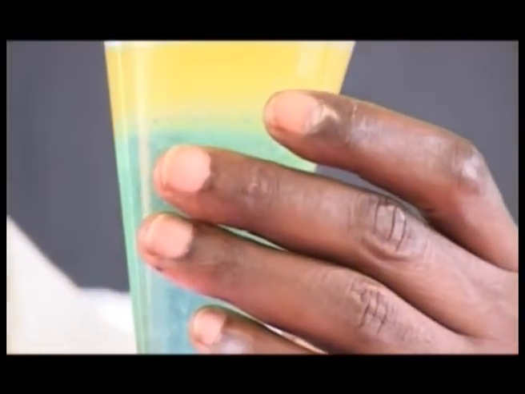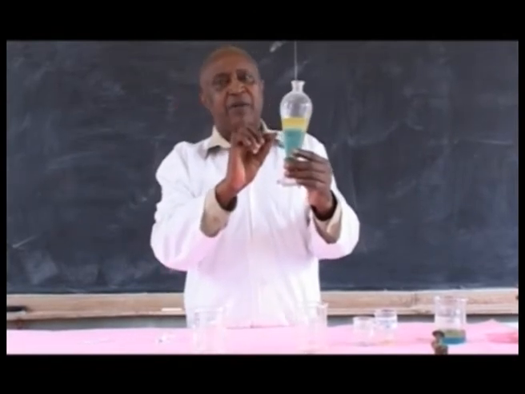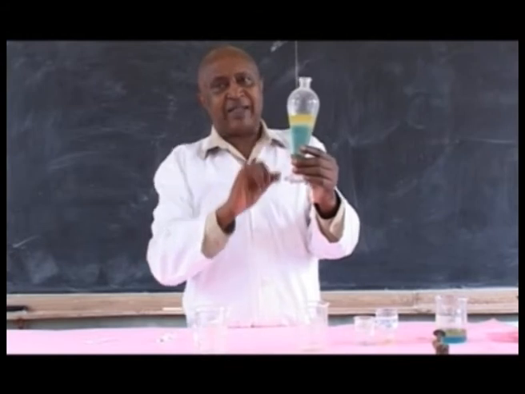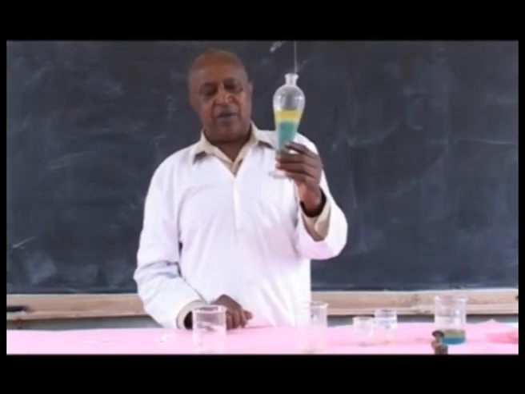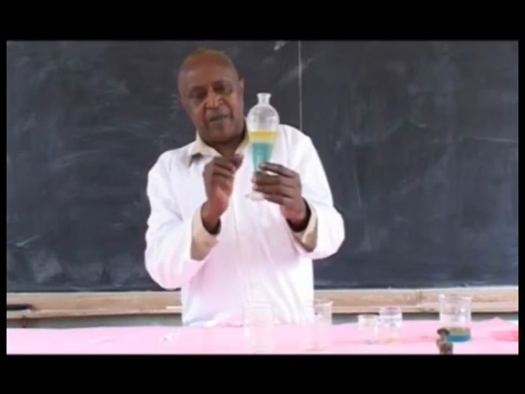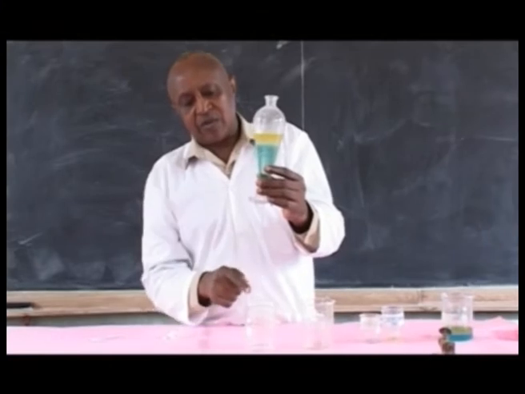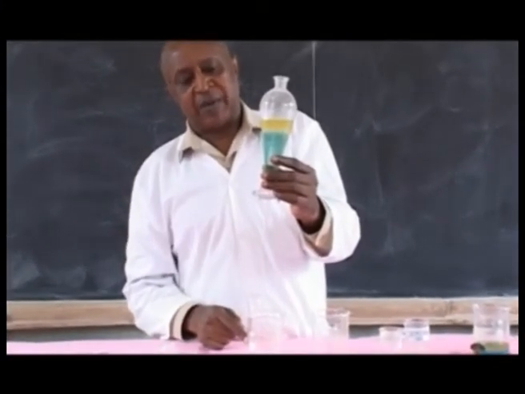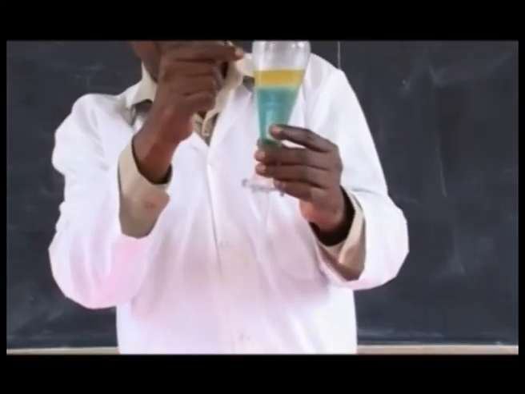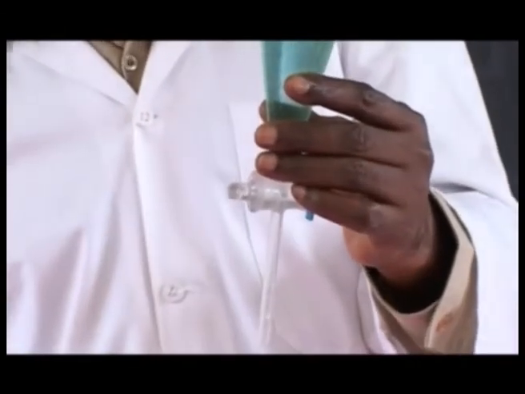When you are convinced that the two layers of liquids have completely separated, you will now carefully open the tap and make sure that the lower layer moves out of the separating funnel and leaves the upper layer in the separating funnel so that you can move it into another container.